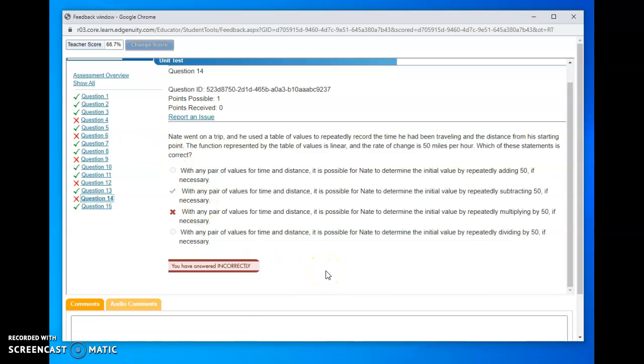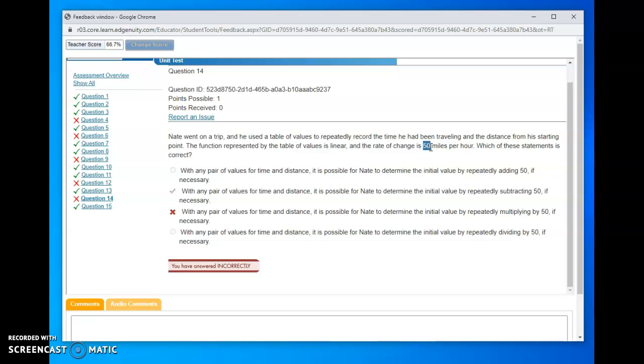Nate went on a trip. He used a table of values to record the time he had been traveling and the distance from the starting point. The function represented by the table is linear, and the rate of change is 50 miles per hour. Which statement is correct? Alright, so it looks like we're trying to find the initial value. So, after 1 hour, he's 50 miles away. After 2 hours, he's 100 miles away. After 3 hours, he's 150. After 4 hours, he's 200 miles away.